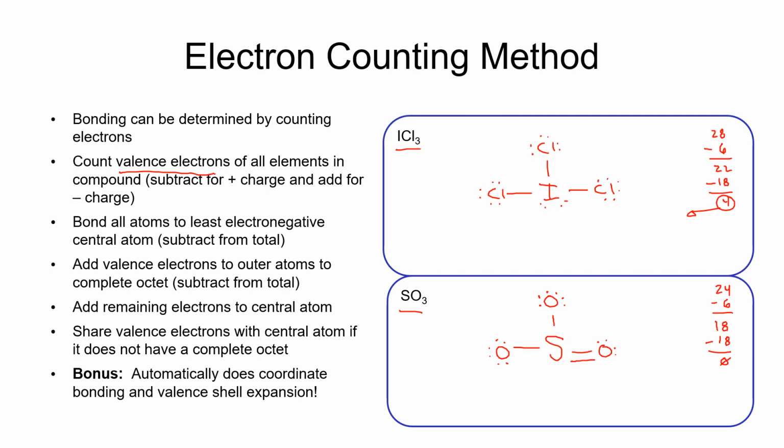Now, since I had a choice of electrons to use there, I could have used from any of those oxygens. That means this is going to be a resonance structure where you could show the different possibilities.